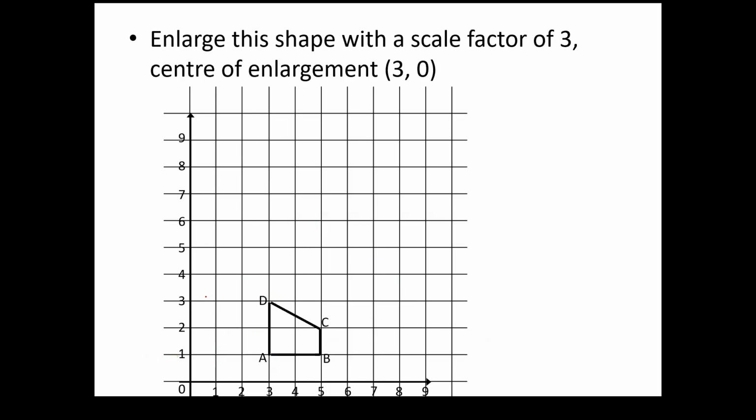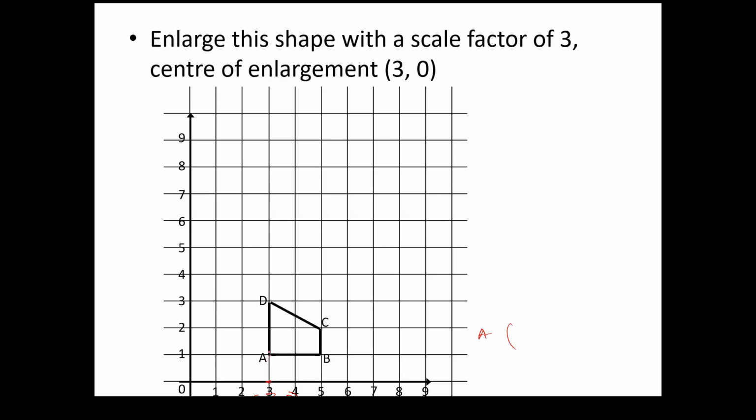Now enlarge the shape with the scale factor of 3. The center of enlargement is (3, 0). So where is the center of enlargement? If it is like this, (3, 0), this point is here. We need to find the vector we move to reach A from this center of enlargement.